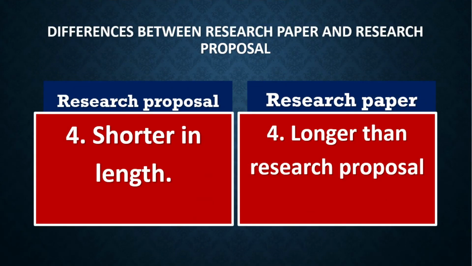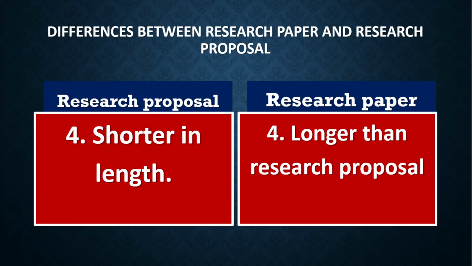Next difference is research proposal is shorter in length, whereas research paper is longer than research proposal, because research proposal generally tells us what we are going to do in our research, which methodology we are going to use, what are our research questions, and what are our aims and objectives that we want to achieve. And when it comes to research paper writing, it contains all aspects of conduction of research program that has been accomplished. It is a very detailed documentation which states the conclusion derived and the outcomes recorded.